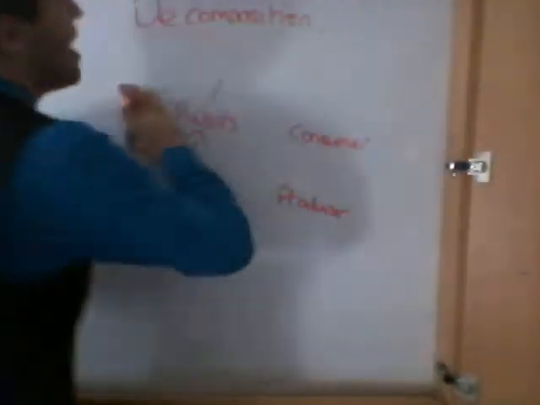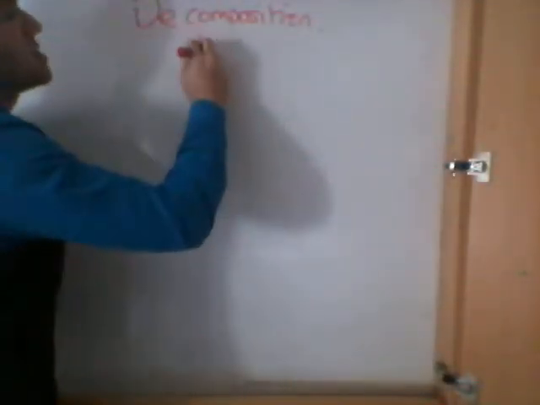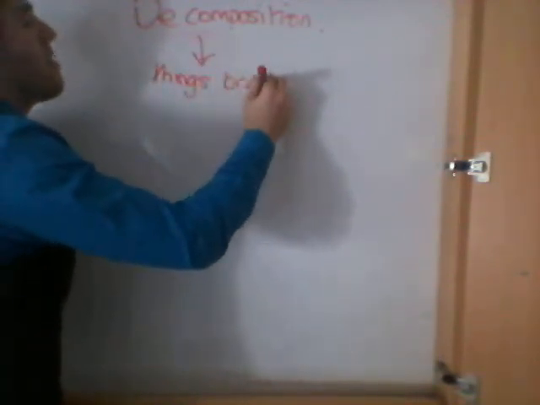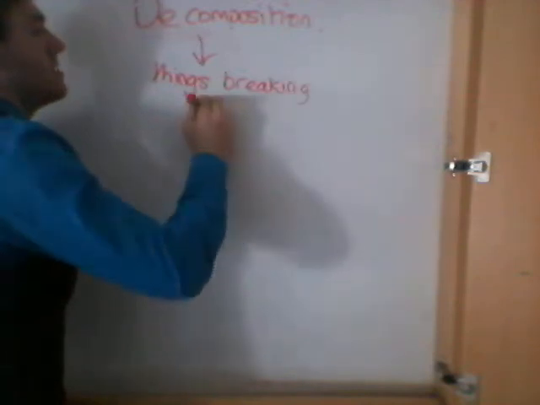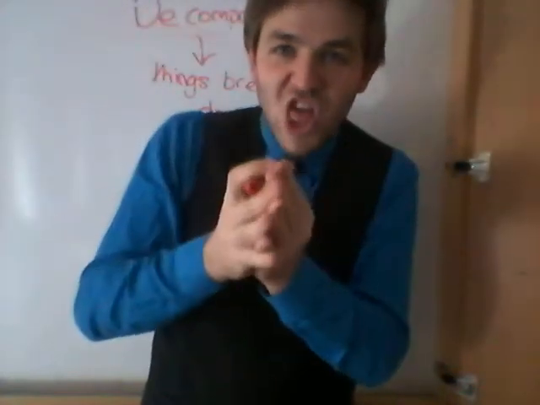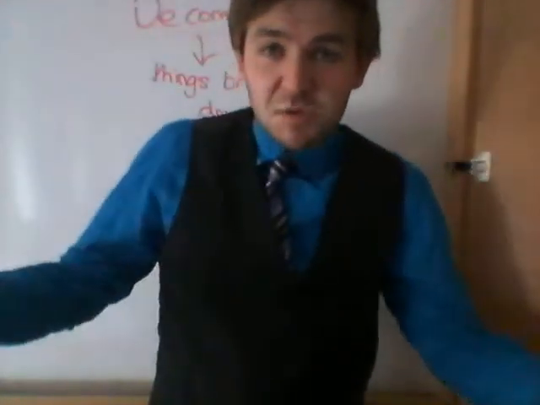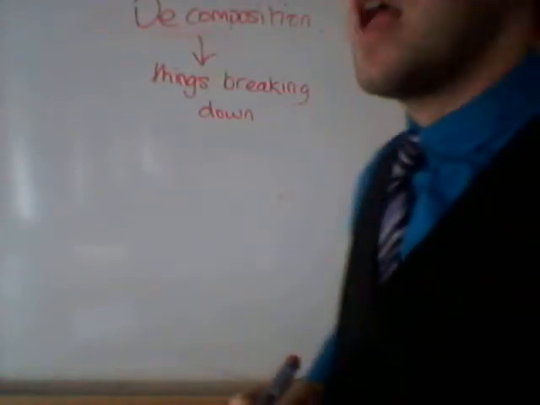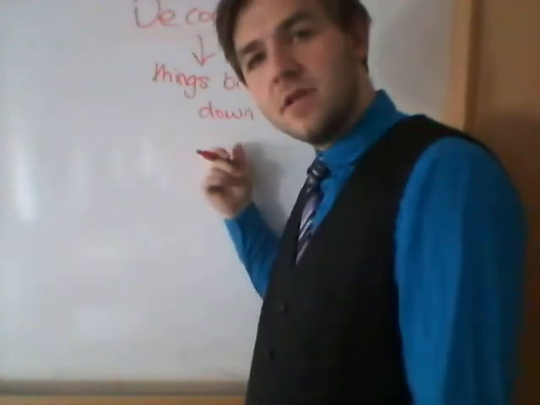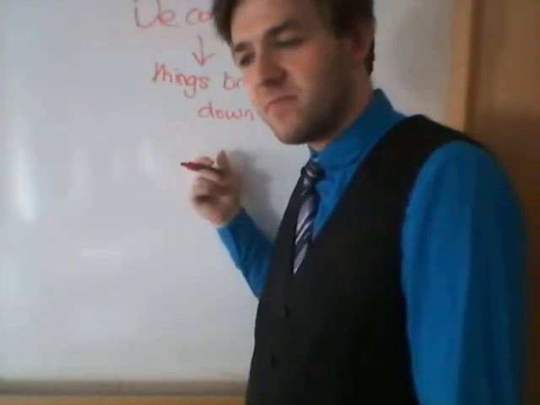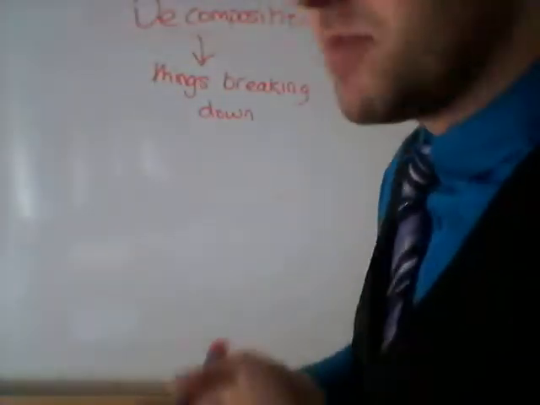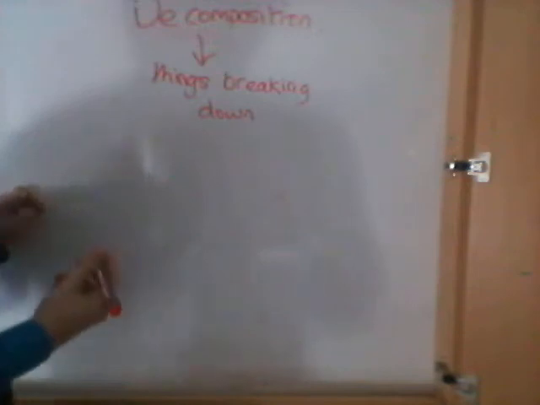Decomposition, what that means is things breaking down. If composition is coming together, decomposition is them coming apart again. If you're a dead plant or a dead animal, decomposition will happen to you. Your body, when you die, will not remain as a body. Things will happen to it through time.